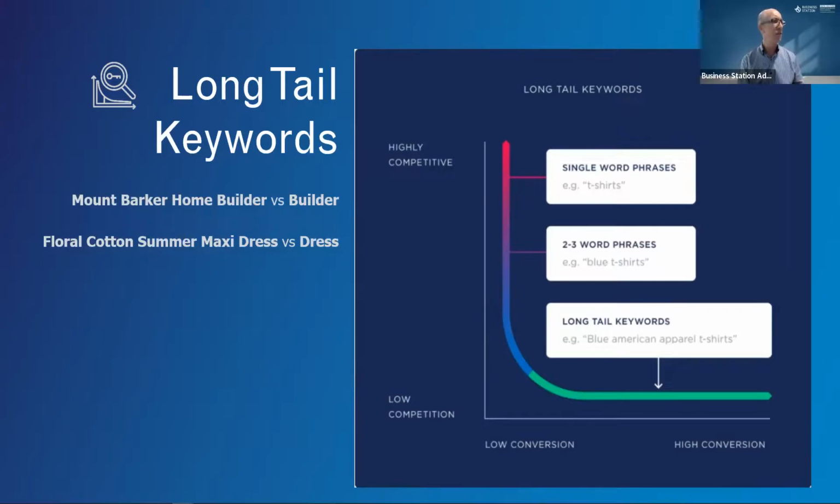So here's some examples. Rather than builder, if you're in Mount Barker and you're a home builder, maybe Mount Barker home builder would be a good 4-word phrase that you might want to use on your homepage as a keyword. Now, this is a product example, so probably not a good example for this webinar, but if you have a dress, rather than trying to rank for the word dress, if it's a maxi dress and it's a floral cotton summer maxi dress, then use those words in your keyword phrase. Same with services. Maybe you could use a feature of your service and maybe a location. So it could be small business accountant Perth, for example.